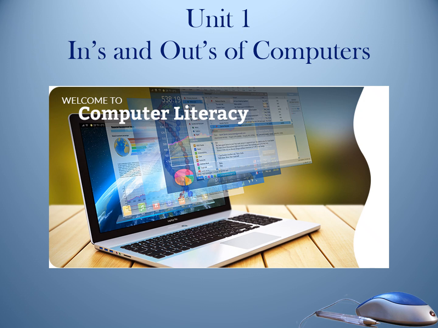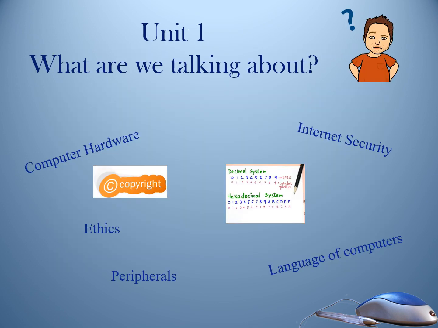All right, Unit 1 discusses the ins and outs of computers. It's going to cover the basics. I'm not going to go too deep, but it is good to know how a computer works, what's inside of it, and what makes it tick. So what are we talking about? We're talking a lot about computer hardware, peripherals, and the language of computers. Then we get into other things like internet security, copyright, and ethics. We're going to talk about peripherals so you know what the components of the computer are. So it's an interesting unit.